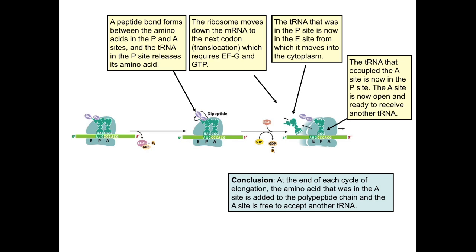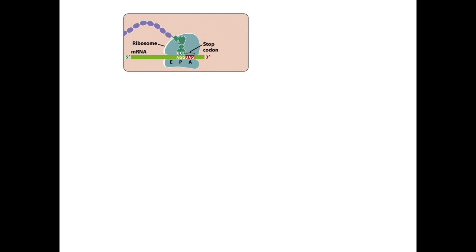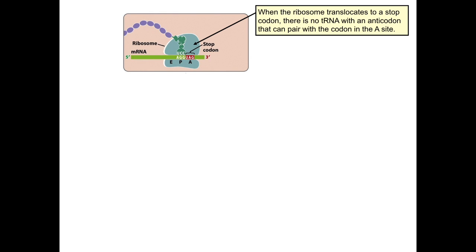So at the end of each cycle of elongation, the amino acid that was in the A site is added to the polypeptide chain, and the site is then free to accept another tRNA. So how does this process eventually stop? When the ribosome translocates to a stop codon, there is no tRNA with an anticodon that can pair with the codon in the A site.